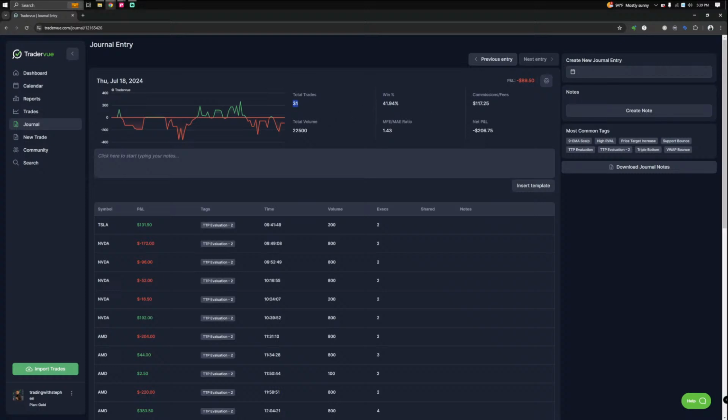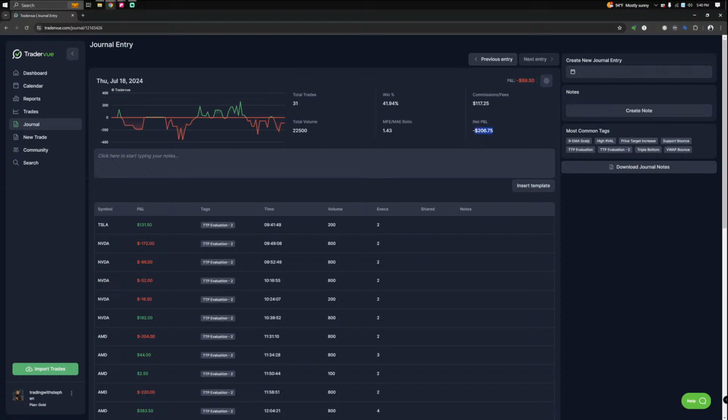Yeah, that's a lot of trades. And I accumulated $117 in commissions. My gross P&L is only down $89, but add on $117 in commissions, my net here, I'm down $206. So it's not any big loss or anything like that.